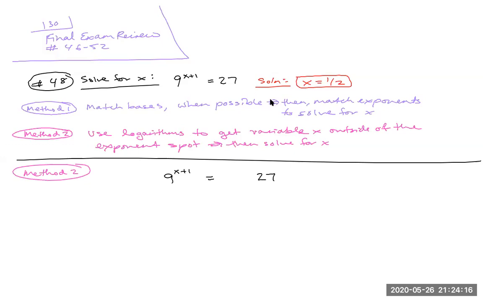It doesn't matter which log I use. So typically you want to use log base 10, or you can use natural log if you feel most comfortable, the ln. You have a button for both in your calculator. They both work. So I'm going to just log both sides. Now on the left side, 9 to the x plus 1 is the argument for the log. And on the right side, 27 is the argument for the log.